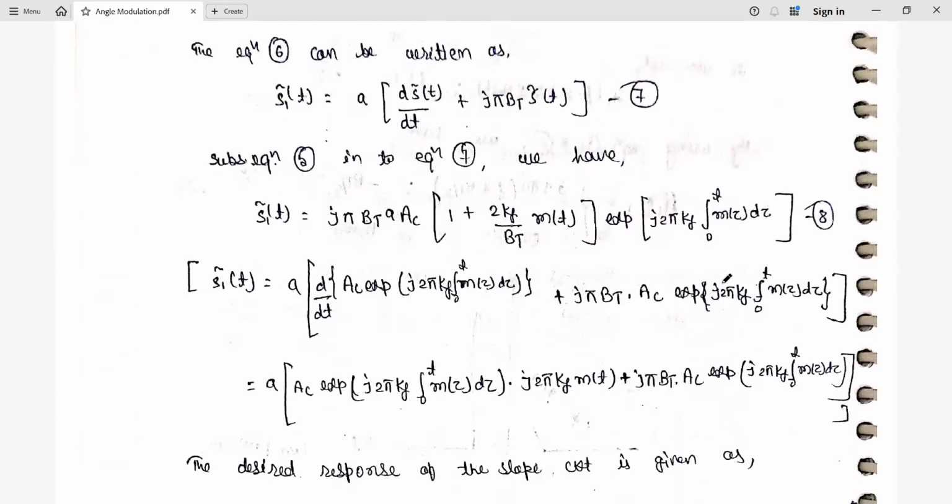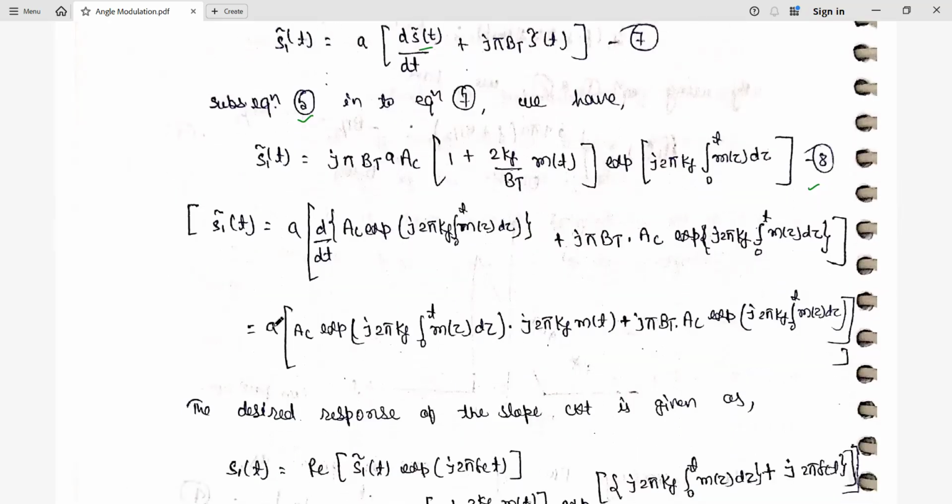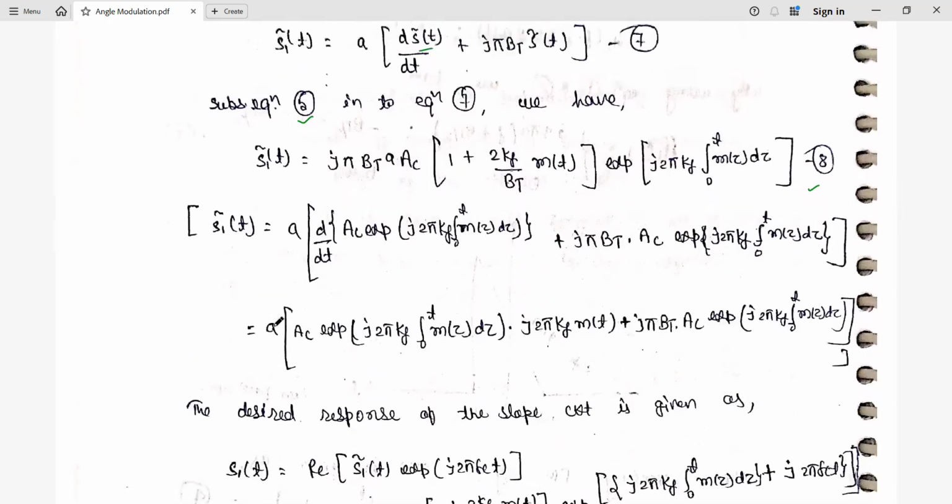This equation number 6 can also be written in the time domain, where a is a constant taken outside. It is the differential of s cap of t plus j pi beta t s cap of t. Now here we can substitute the value of s cap of t that we have in equation 5. Then we are able to obtain equation 8. How are we getting equation 8? For that, the steps are given here showing how we differentiate all these things.